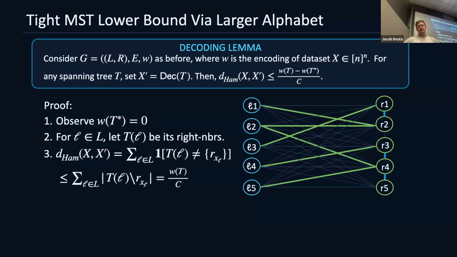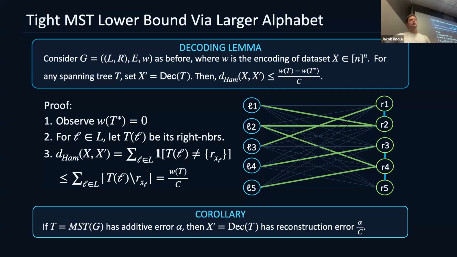Now for every vertex on the left, consider its right neighbors. You know that there's at least one right neighbor. And the Hamming distance is just summing over whether the right neighbors is literally a singleton set containing the correct right neighbor, but that is undercounted by the weight, because the weight is the number of right neighbors minus the correct neighbor. So the indicator is less than the size of the set. So it's undercounted. And you can show that the total weight will just be the weight of the tree divided by C.